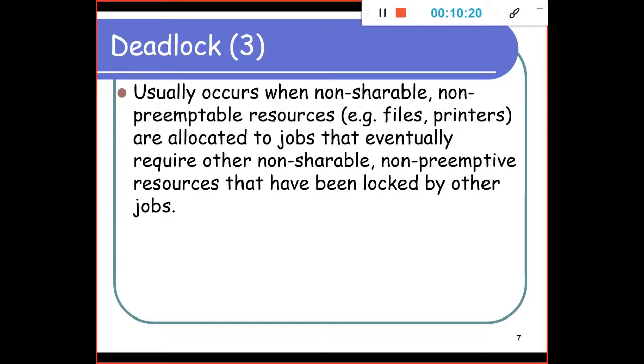It usually occurs when non-shareable, non-preemptible resources, like files and printers in the computer system, are allocated to jobs that eventually require other non-shareable, non-preemptible resources that have been locked by other jobs. You have to wait. Files, printers, and everything have to wait until that job is done.